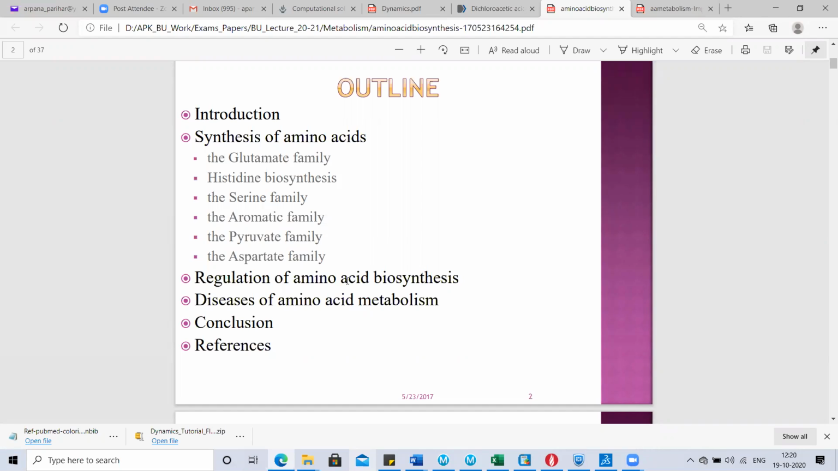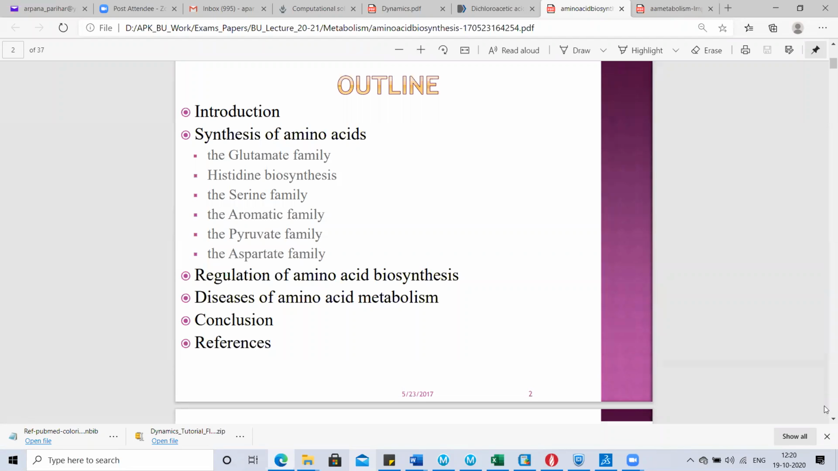We will see the biosynthesis of all of these family members, along with regulation of amino acid biosynthesis and diseases which can happen due to a defective pathway, and then we will sum up this topic at the end.